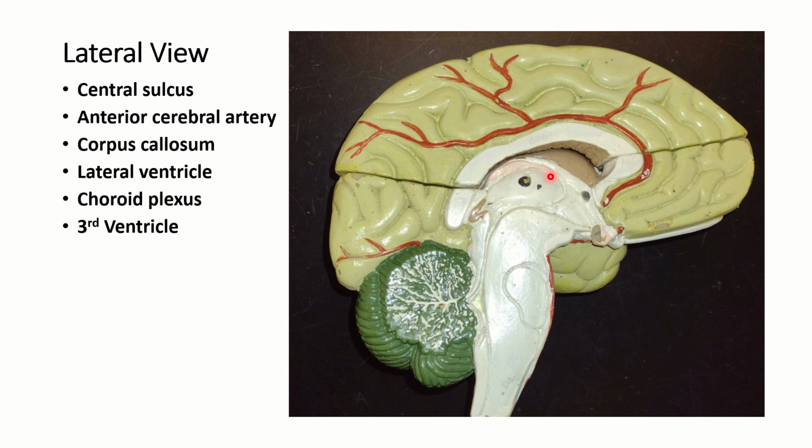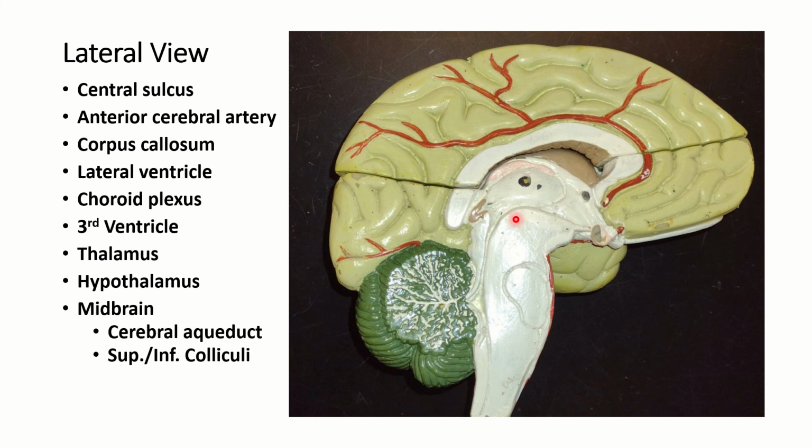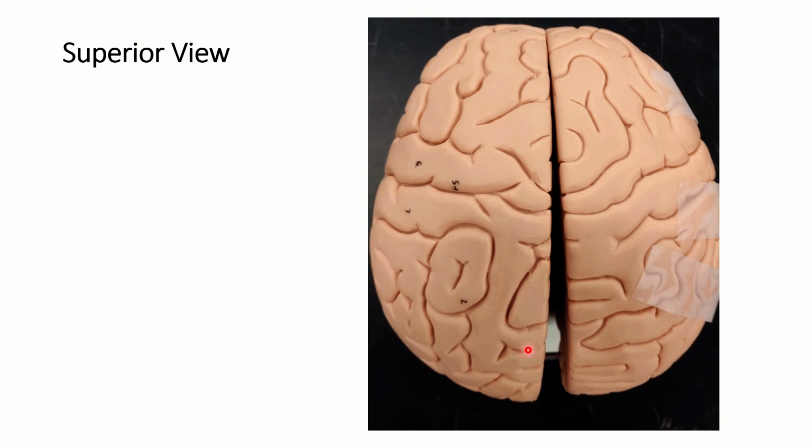This is the third ventricle. And it's also the thalamus. The third ventricle is in the middle of the two thalami. Again, this is the interthalamic adhesion. Hypothalamus. And the midbrain, from here all the way to here, this is the midbrain area. This is the cerebral aqueduct. Superior and inferior colliculi. This is the fourth ventricle. This is the pons. And the medulla is below that.